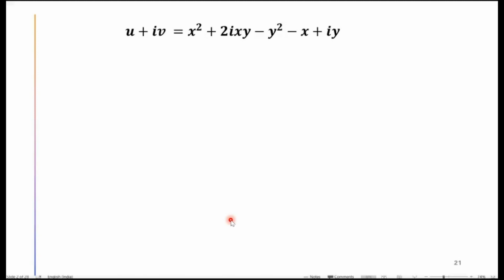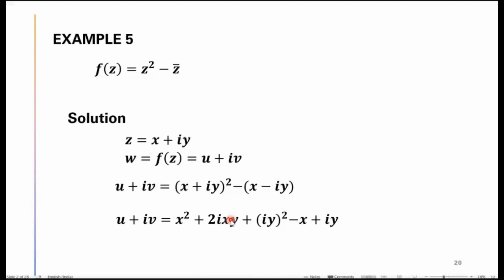Keep z bar, which means conjugate. Z bar means conjugate. If x plus iy is a complex number, z bar will become x minus iy. Conjugate of z is denoted by z bar. Okay, if z is x plus iy then z bar becomes x minus iy. That is called a conjugate.